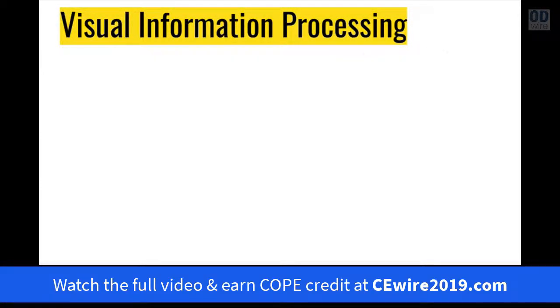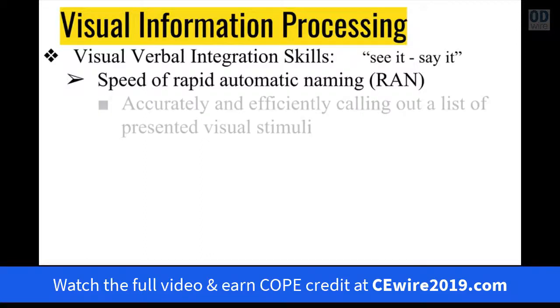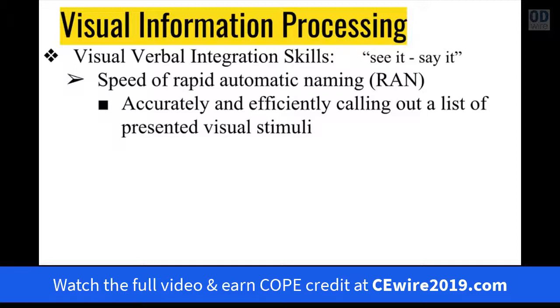For visual verbal integration, this is when you see it and you need to say it. So we have two different aspects here. We have the speed of rapid automated naming, so RAN. This is the ability to accurately and efficiently call out a list of presented visual stimuli. So you see something and you just read it out and you say it as fast as you can.